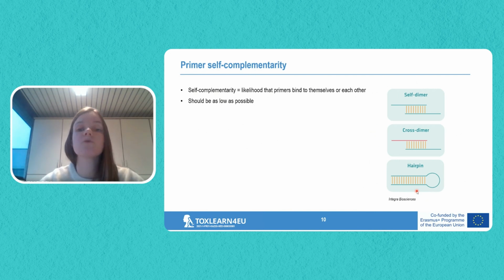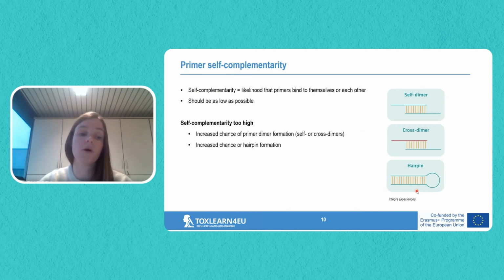Then another important parameter to consider is the self-complementarity of the primers. So as the name already indicates, this is the likelihood that primers will bind either to themselves or to each other. And this value should always be as low as possible. And as you can see, there are different possibilities for self-complementarity. So when this value is too high, you will have an increased chance on the formation of primer dimers. And these could be either self-dimers or cross-dimers.